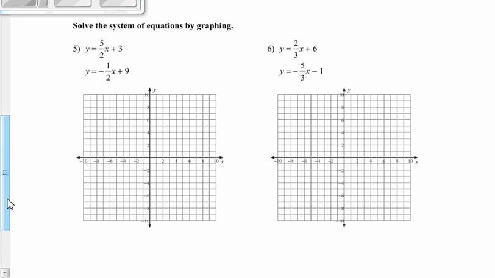So the top equation has a y-intercept of 3, and then has a slope of 5 over 2. So up 5 over 2, and then I'm going to go down 5 and back 2 as well. And I'm going to continue that. Down 5, 1, 2, 3, 4, 5 over 2. Okay, so it's a pretty accurate line now.